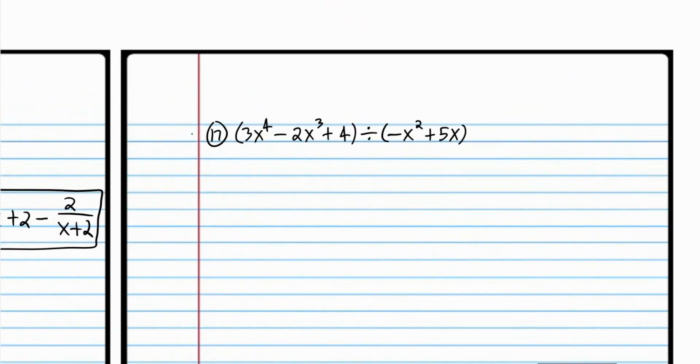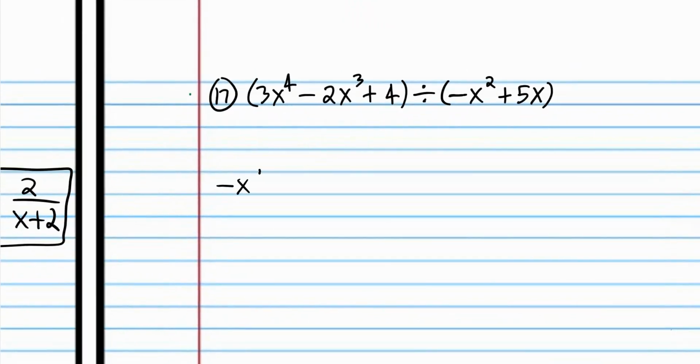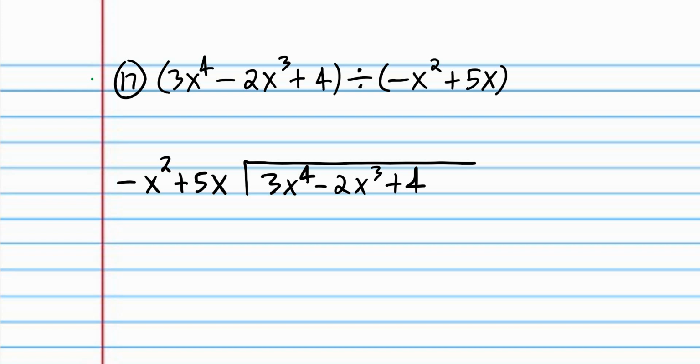All right, we're back. I'm going to move through these pretty quickly because we're kind of running out of time here. So step 1, we ask negative x squared times what is equal to 3x to the fourth, and the answer is negative 3x squared. Step 2, multiply, and we get positive 3x to the fourth and negative 15x cubed. Step 3, we're going to subtract, and we get 13x cubed plus 4.